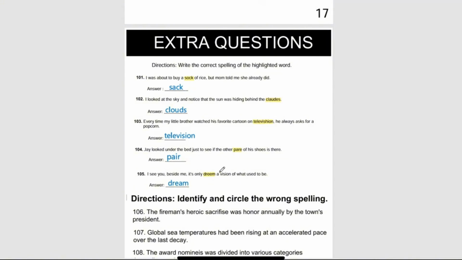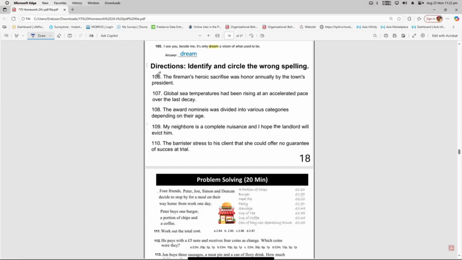For question number 105, I see you, beside me. It's only a dream, a vision of what used to be. Highlighted word is dream. Correct spelling D-R-E-A-M. Dream.